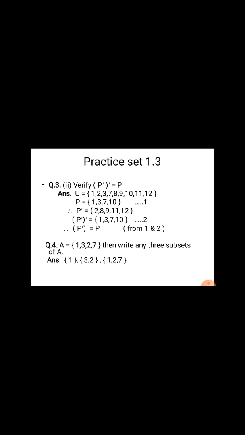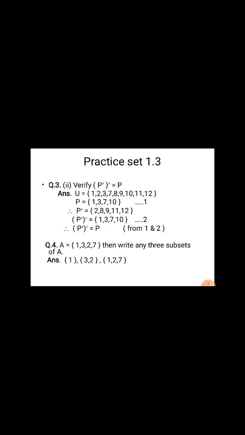Now compare 1 and 2. In the first equation, P is the set of 1, 3, 7, 10. For complement of P complement also, elements are 1, 3, 7, 10. Means both are equal. Therefore, complement of P complement is equal to P from 1 and 2.